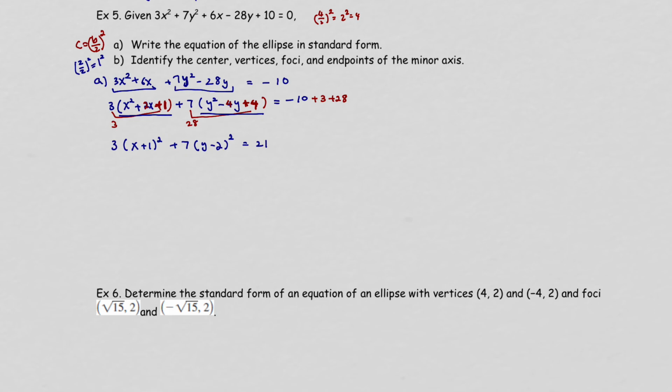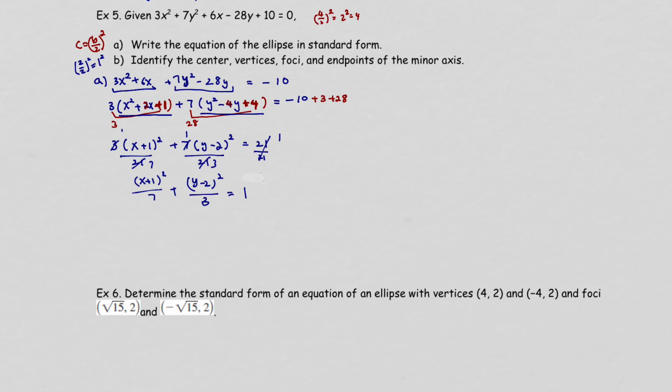Now we're going to divide both sides by 21 to make the right side 1, right? This is going to be 1. So I have 1, and that is going to be 7, and that is going to be 3. So I have x plus 1 squared over 7 plus y minus 2 squared over 3 equal 1.